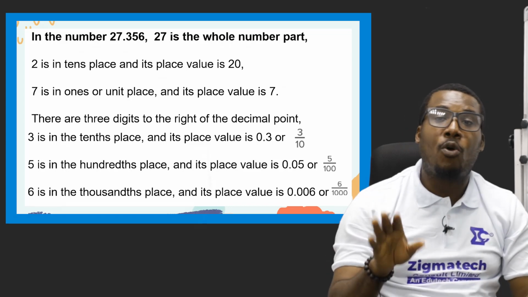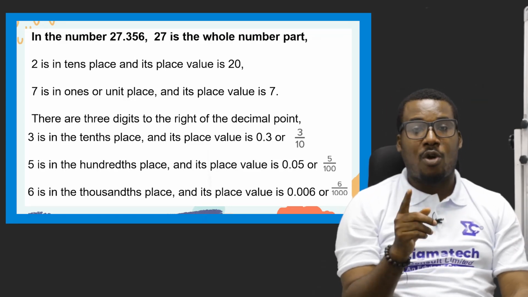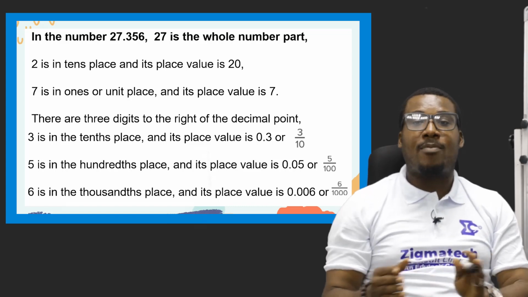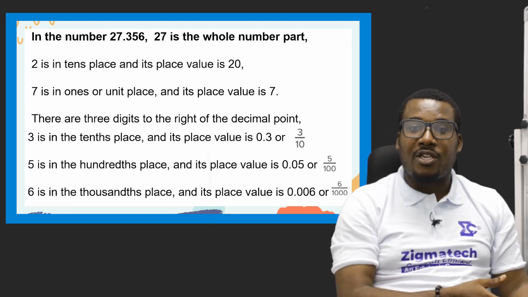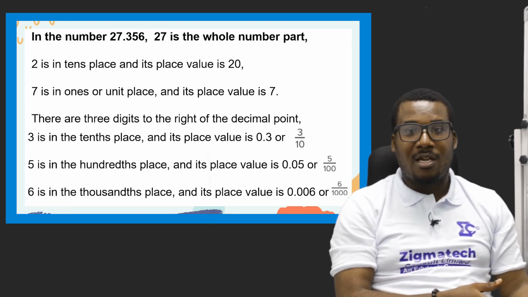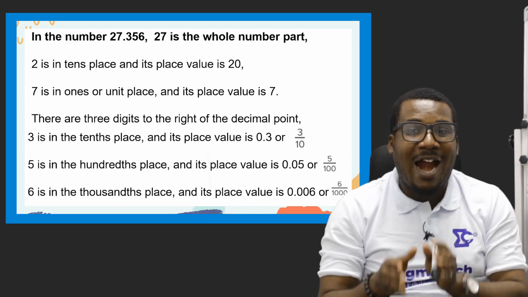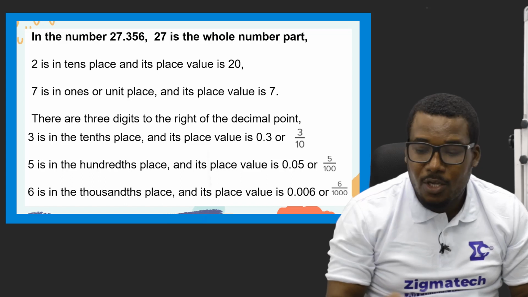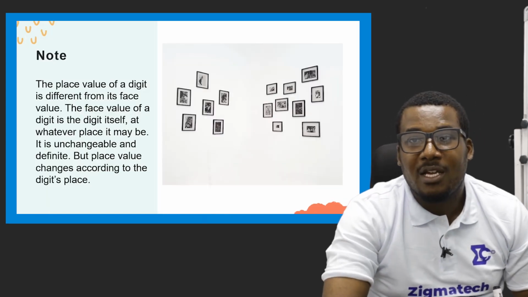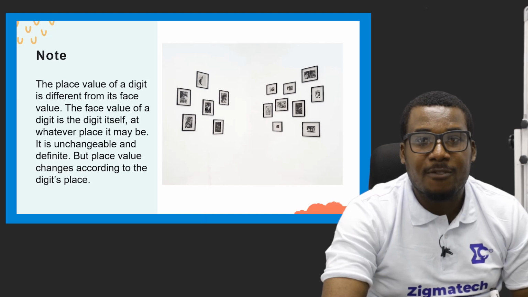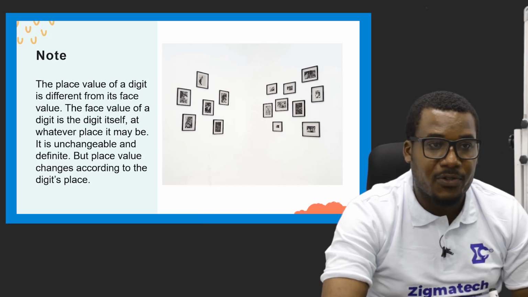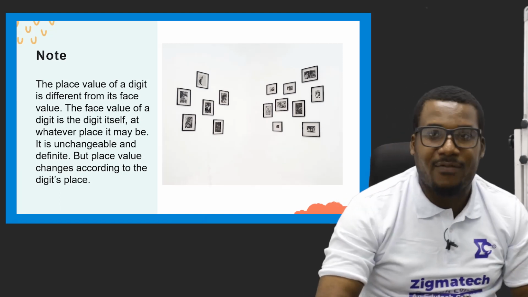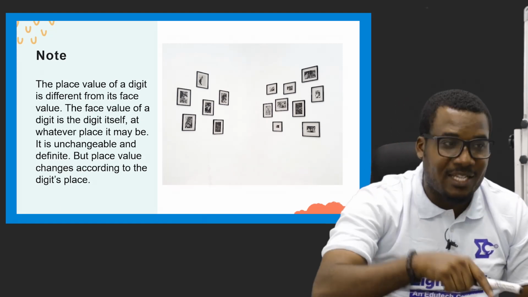You must understand that this whole placing of the numbers is what will help you to calculate properly. For your arithmetic to be properly done, your numeracy must be accurately done. So you must get this note right now. The place value of a digit is different from its face value. Now, a question may arise, what is the face value? The face value of a digit is the digit itself.